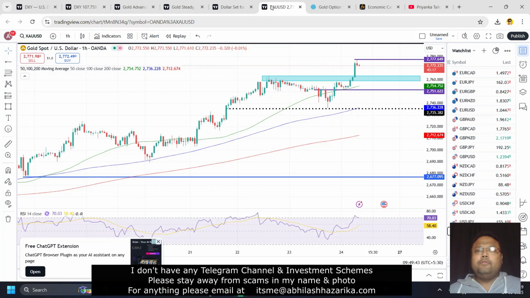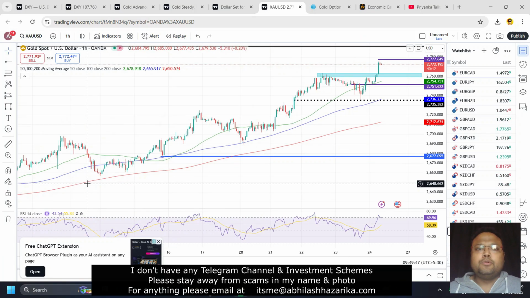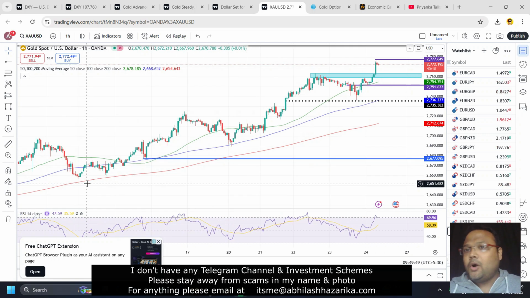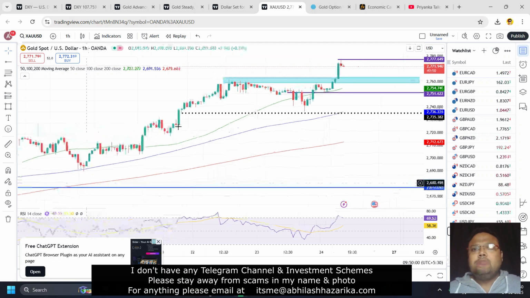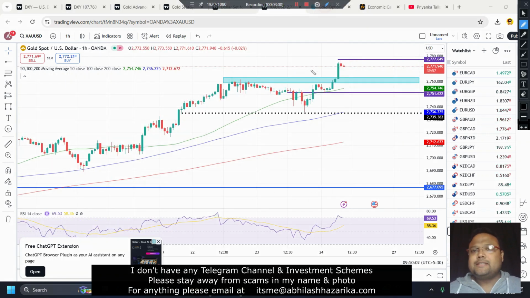And if you look at the chart of gold right now, you can clearly see the market is bullish. So respecting the ongoing trend of the market, buying at a dip or buying at support or retracement is the best trading strategy. In this chart, try to avoid any sell position. For example, we have a resistance around 2790.